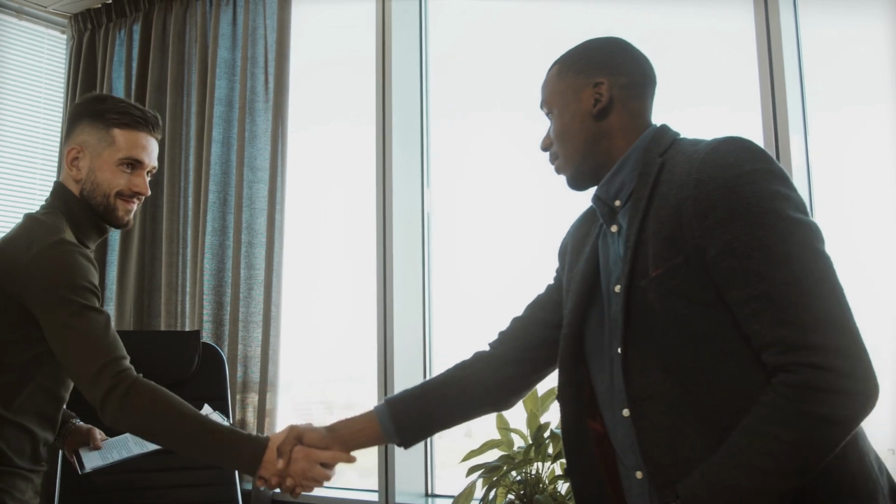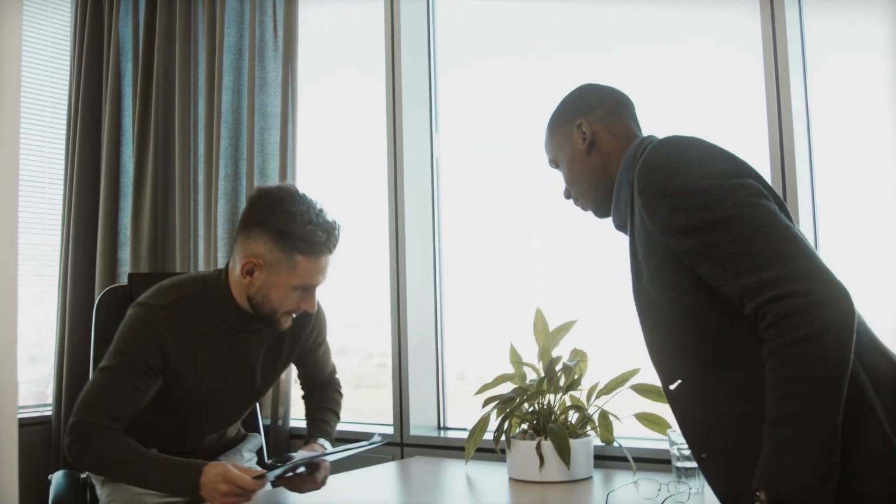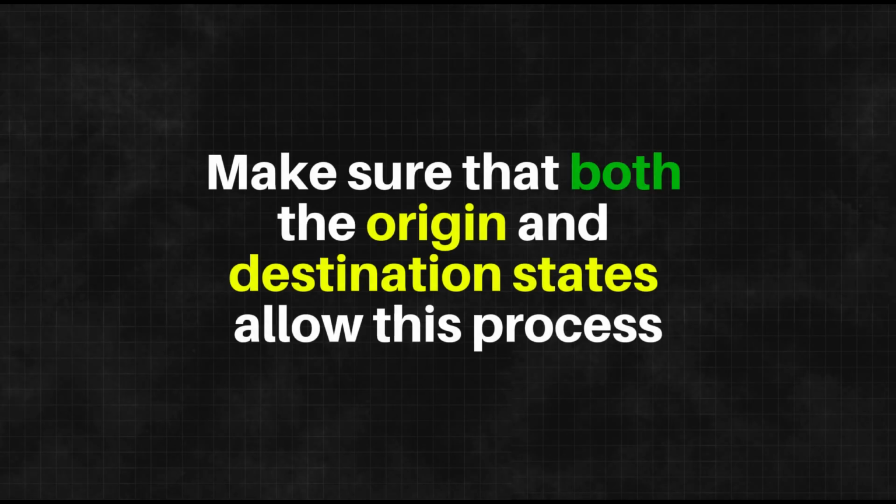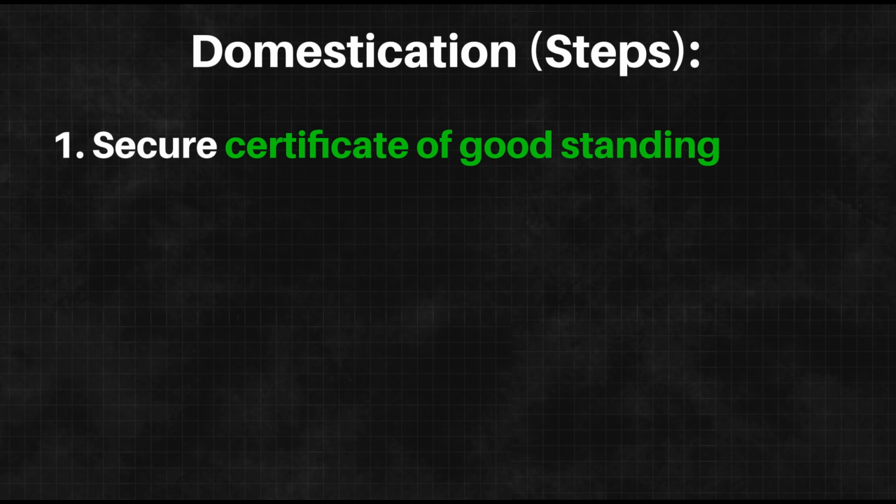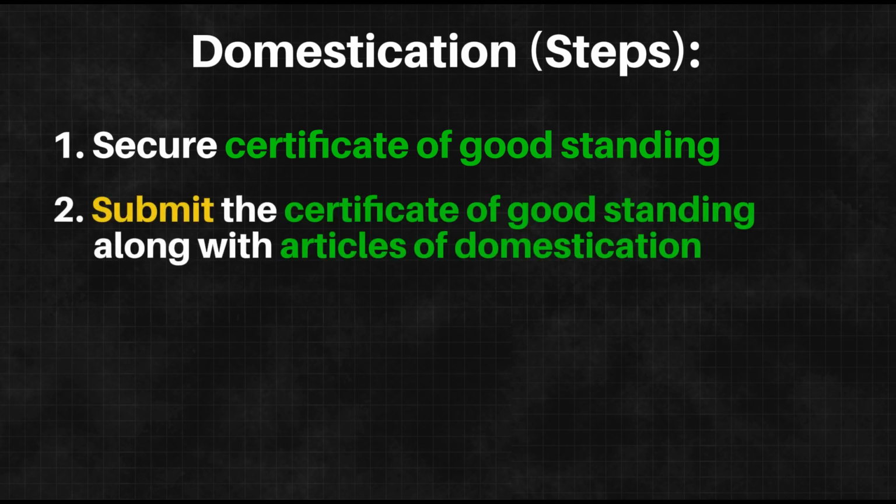It is important to note that not all states permit domestication, so you will need to make sure that both the origin and destination states allow this process, if this is what you want. Now, if this fits your type of move, you'll need to follow these steps. First, you need to secure a certificate of good standing from the state where your current LLC is registered. Then you need to submit the certificate of good standing along with articles of domestication to the Secretary of State or other applicable state agency responsible for business filings in the new state.